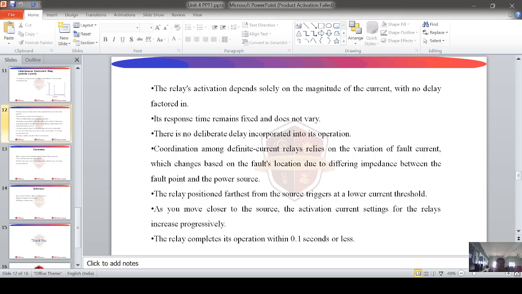Coordination among definite current relays depends on the variation of fault current, which changes based on the fault's location due to differing impedance between the fault point and the power sources. And then relay settings vary depending on the location in the system. Coordination is based on fault current levels.